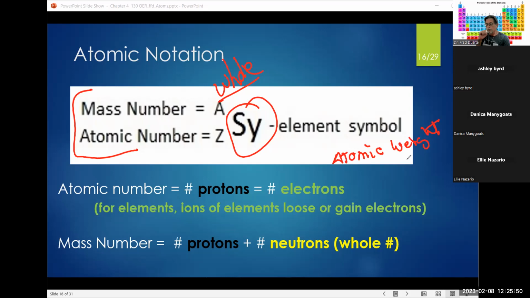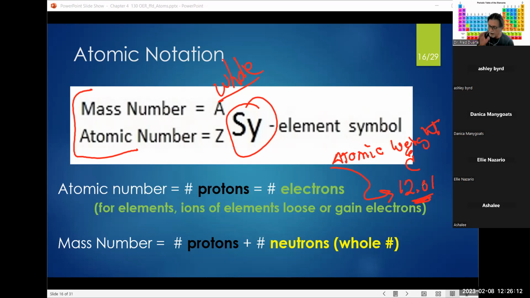For example, if you look at carbon underneath the symbol, you got 12.01 with the number 6 on top. If you look at your periodic table, the atomic number is 6 for carbon. Its atomic weight is 12.011. Now we're going to learn that this decimal number is the average of whole numbers, okay? In fact, specifically, it is the weighted average of whole numbers.